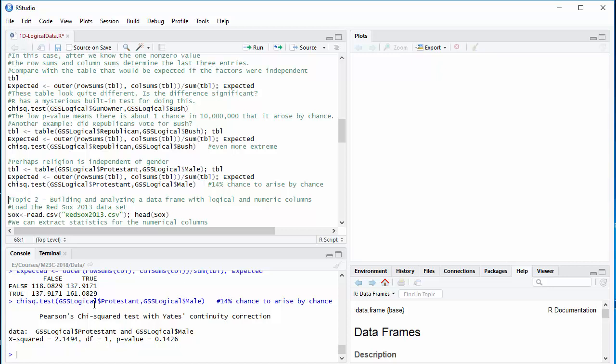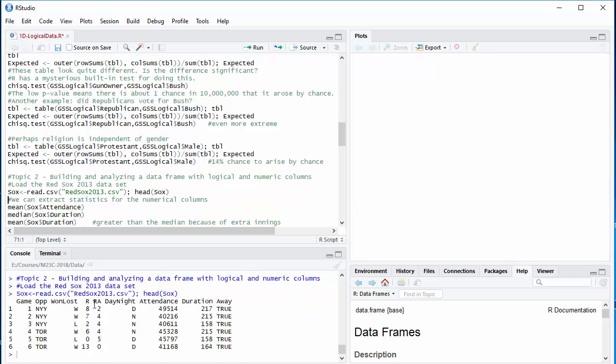Okay, that was a data frame that had nothing but logical columns in. Let me show you how to work with one that has some numeric columns. Here are some data about the Red Sox in 2013. All of these are on the course website, and I'm expecting that you will download them into the data subdirectory of your Math23c folder, which is where they get looked for.